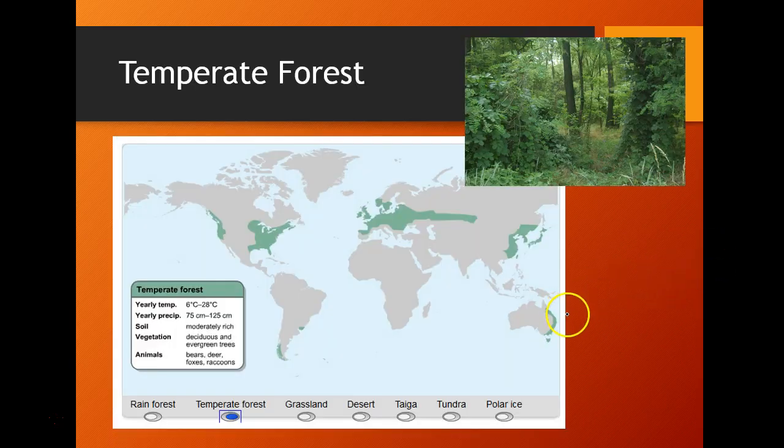Another terrestrial biome is a temperate forest. So the temperate forest is a little bit cooler, has less rain than the rainforest. The soil is moderately rich. There are lots of trees, and there are bears, deers, foxes, and raccoons that are present. And so again, the area that's shaded green are the areas where you can find temperate forests.